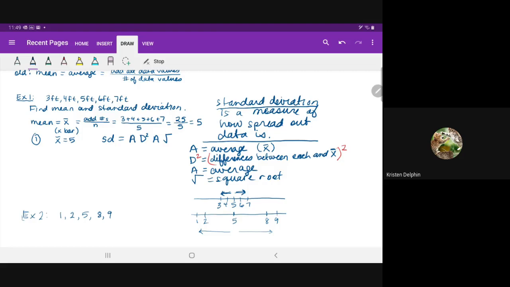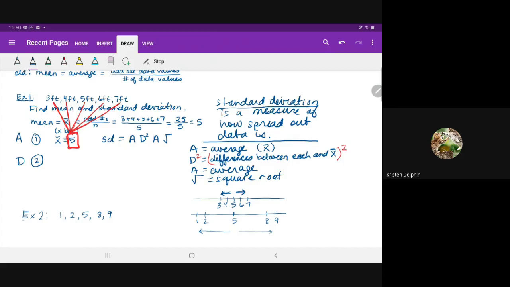Okay, so let me show you how it works. First, you find the average. So I'm going to circle the number 5 here, or box it so you could see it. So first thing is I find the average. And then what I do is I find out how far away 5 is from each of these values. So step 2 is D, the A was step 1. What D is: you find the difference between 5 and 3, the difference between 5 and 4, the difference between 5 and 5, the difference between 5 and 6, and the difference between 5 and 7.